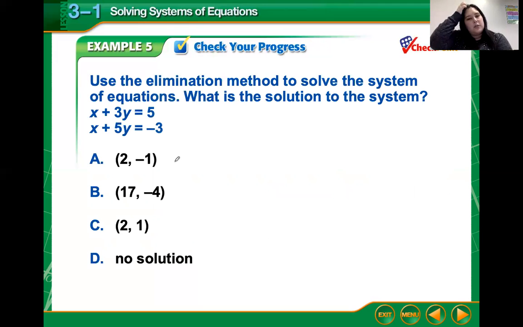So next we're going to use elimination to solve the set of equations x plus 3y equals 5 and x plus 5y equals negative 3. So I will give you a moment to do that. Again, pause the video as needed.